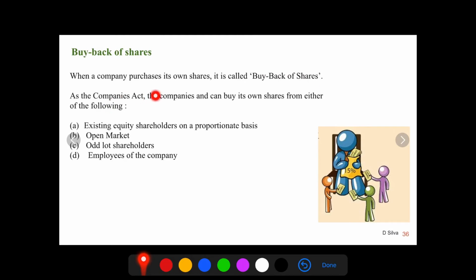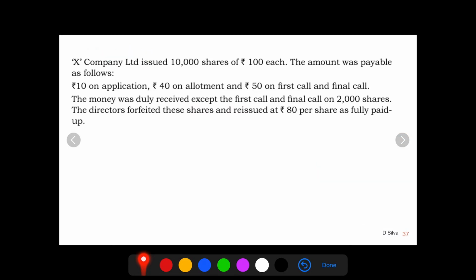So as per the Companies Act, the companies can buy their own shares from either of the following. Either they can follow the first method, that is existing equity shareholders on a proportionate basis, or in an open market, odd lot shareholders, employees of the company. So this particular concept you need to understand just for a 2-mark question. This takes us now to the 12-mark question.